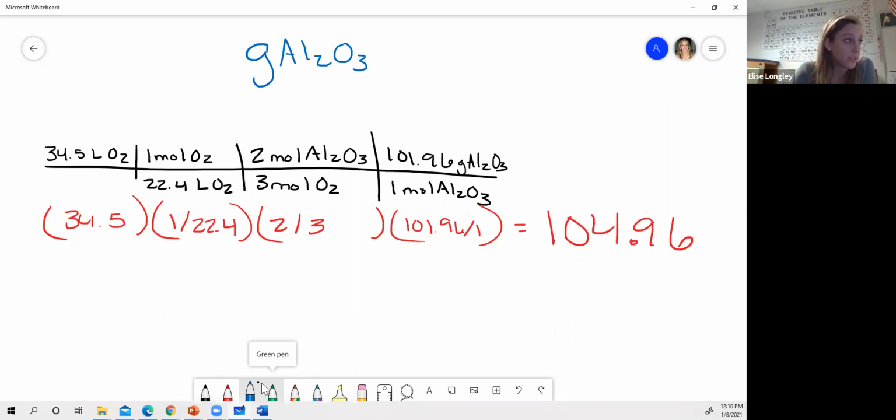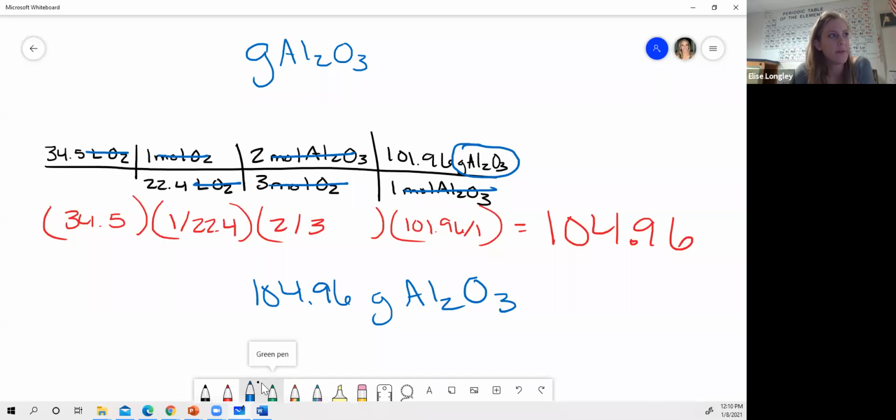So if you have liters of oxygen on the top, it cancels with liters of oxygen on the bottom. Moles of O2 on the top cancels with moles of O2 on the bottom. Moles of Al2O3 cancels, moles of Al2O3 cancels. I'm left with grams of Al2O3. So I must have set this up correctly because grams of Al2O3 was on the top. So this is going to be 104.96 grams of Al2O3. Am I done now?